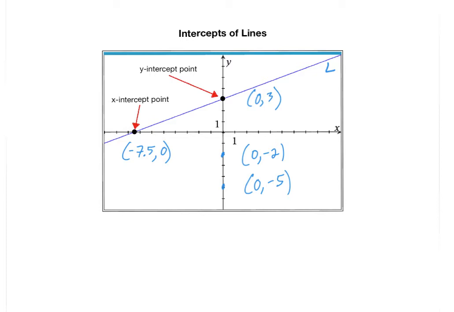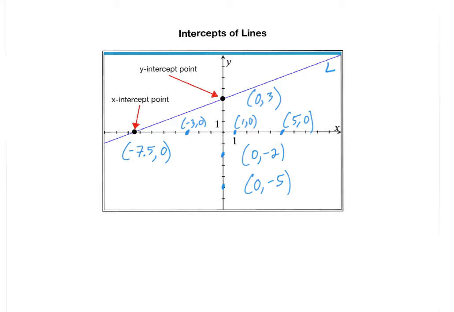What about points on the x-axis? For example, this point right here is -3, 0. This point right here is 1, 0. This point right here is 5, 0. What do all points on the x-axis have in common? Well, notice all 4 of these points on the x-axis here have a y-coordinate of 0. What that tells us is in order to find x-intercept points, the y-coordinate must be 0.